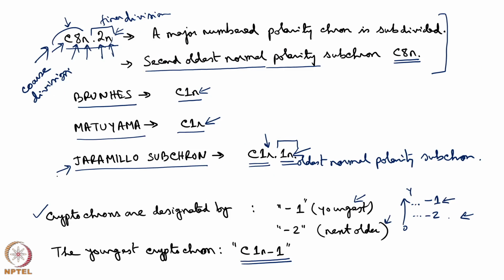Coming back to the Jaramillo subchron and the C8N dot 2N, what we understand is, if I write C1R dot 1N, this is the oldest. Over that I can write, if at all it is present, C1R dot 1S, and then over it I can write C1R 2N. So, in this succession what we get, this one represents the oldest and 2 represents the second oldest.